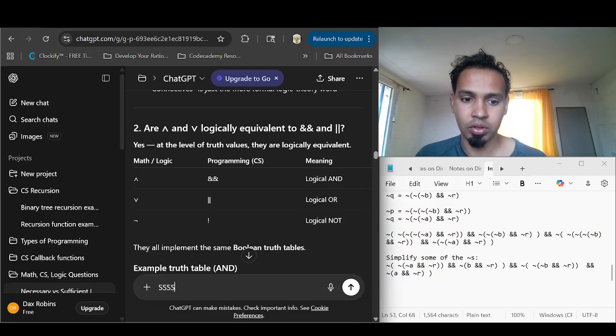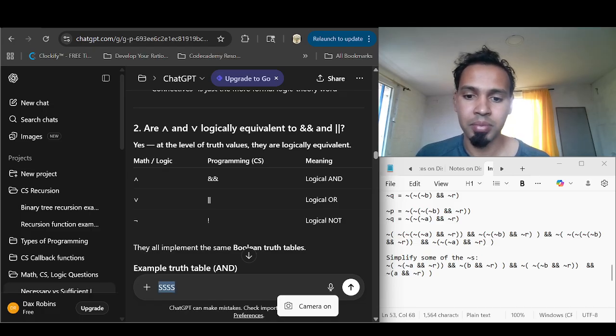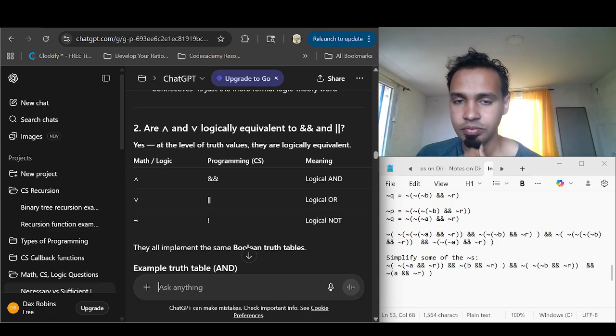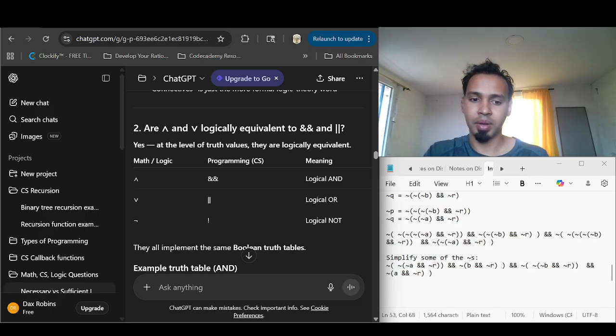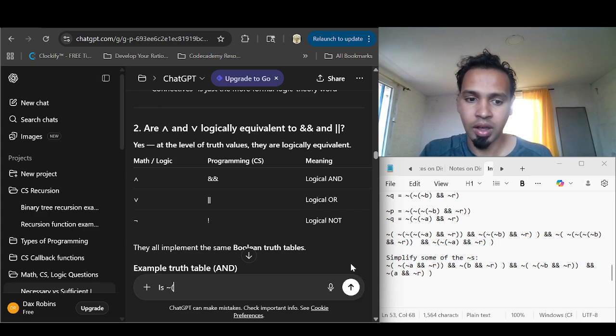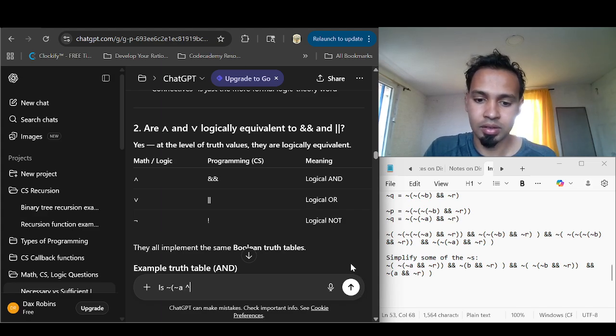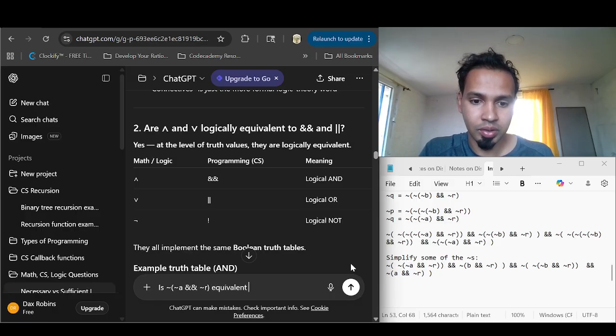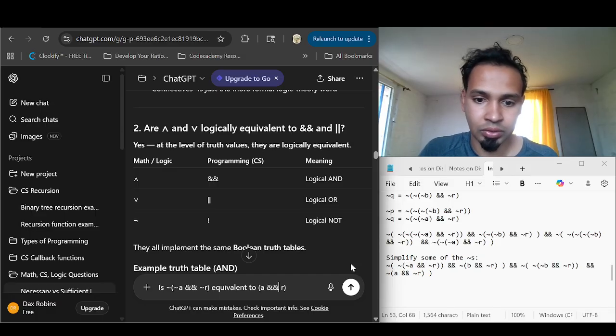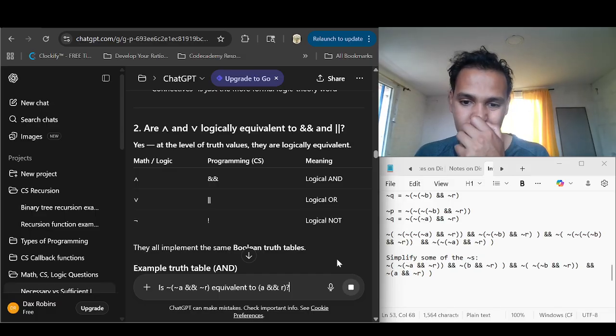And I think that's a question for ChatGPT. I have about a minute thirty before I wrap up this video. We're so close to being done. But I could try to verify the answer right now. But like, is not A and not R equivalent to A and R? And I'm just kind of factoring in the knots. Let's see what it says.